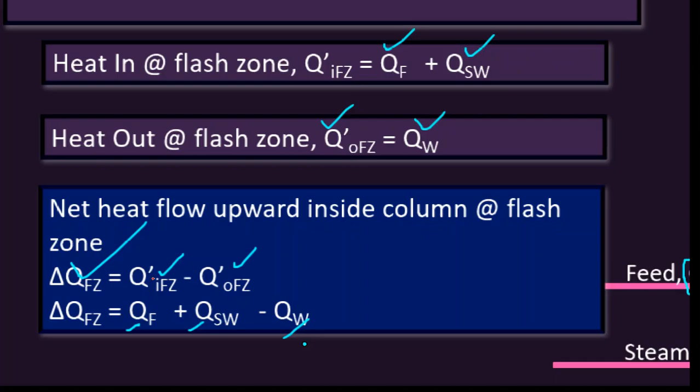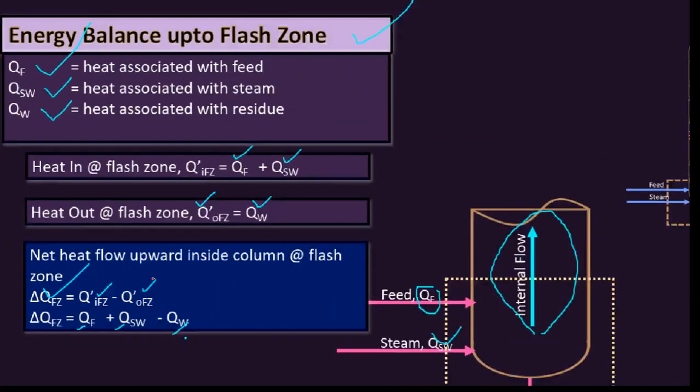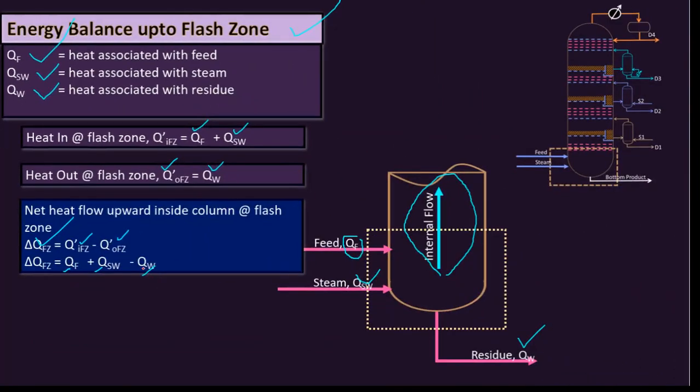So this is the mathematical expression for the energy balance up to the flash zone, that is delta QFZ. This is the amount of energy that is flowing internally, inside the column, leaving the flash zone and going to the upward section of the column. So this is the first zone that we have defined, and we have carried out the energy balance.